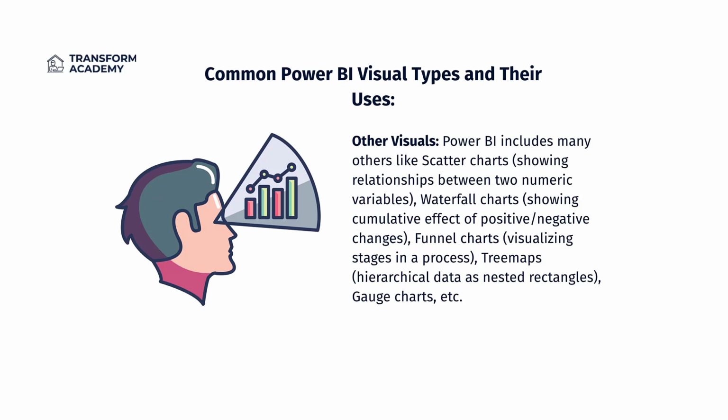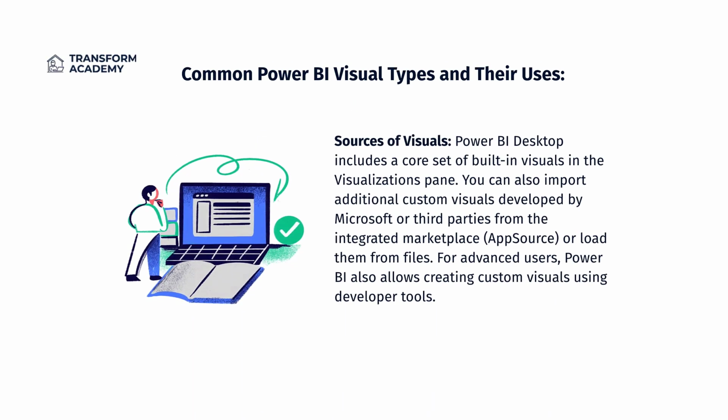Other visuals. Power BI includes many others: scatter charts showing relationships between two numeric variables, waterfall charts showing cumulative effect of positive and negative changes, funnel charts visualizing stages in a process, treemaps showing hierarchical data as nested rectangles, gauge charts, and so on.